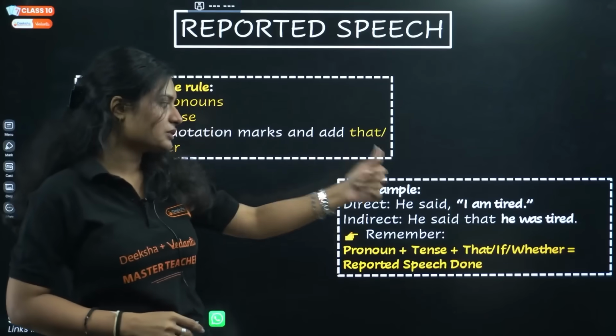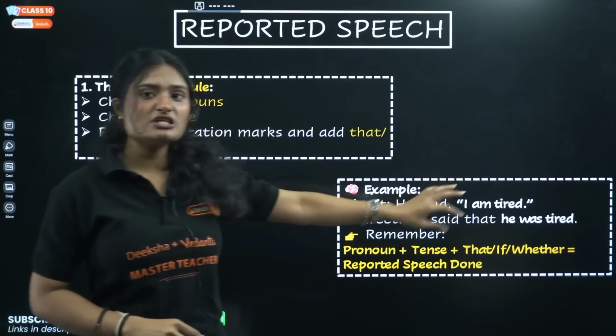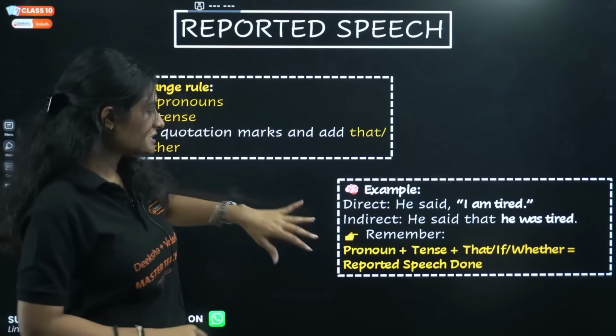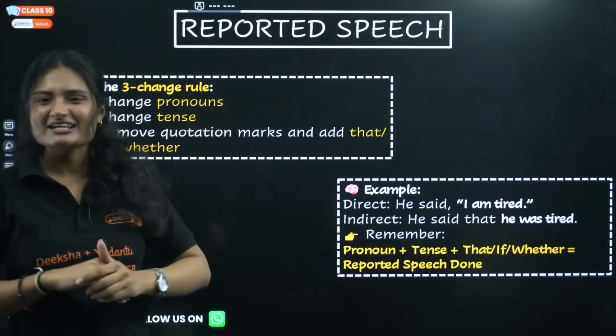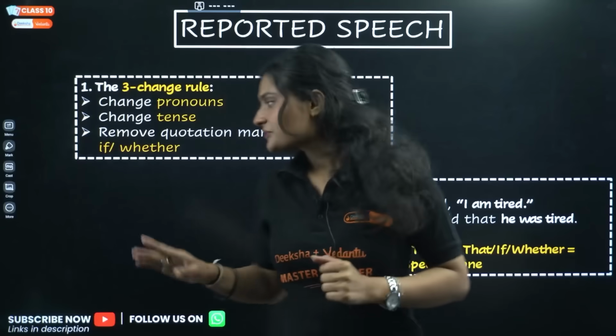Then you change the pronouns. He was tired. You change the tense also, okay? And that's how you change your sentence, okay? Right? That's what you do in reported speech.